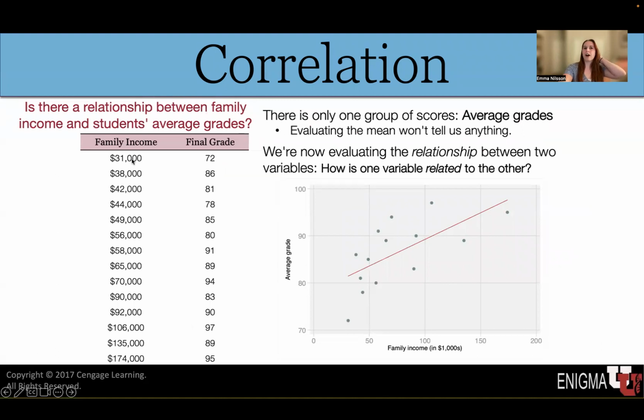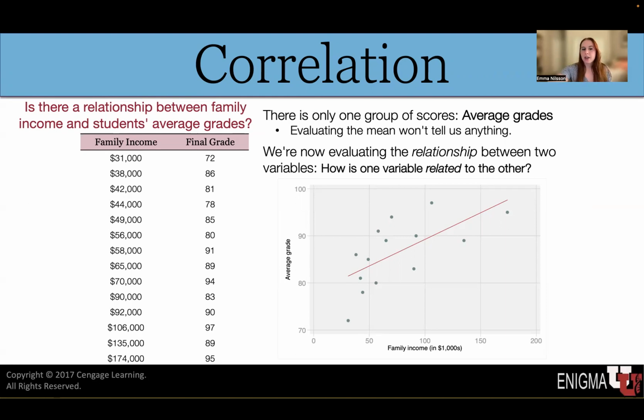Here's an example of correlation. If our research question was, is there a relationship between family income and students' average grades? What we're going to do is take a sample of families, collect their income, and then collect the final grades of the students in that family. What you see here is we're not manipulating anything. We're not changing family income. We're not changing grades. All we're doing is deciding those two variables and then measuring them and comparing them to each other.